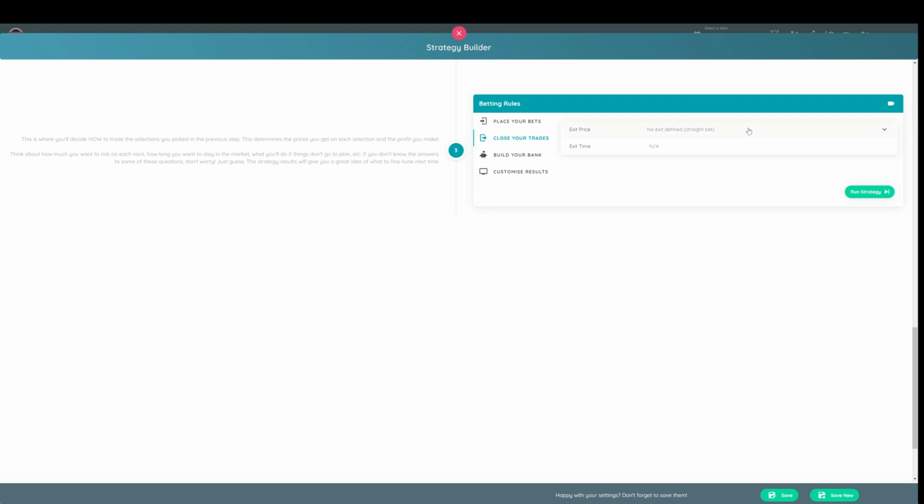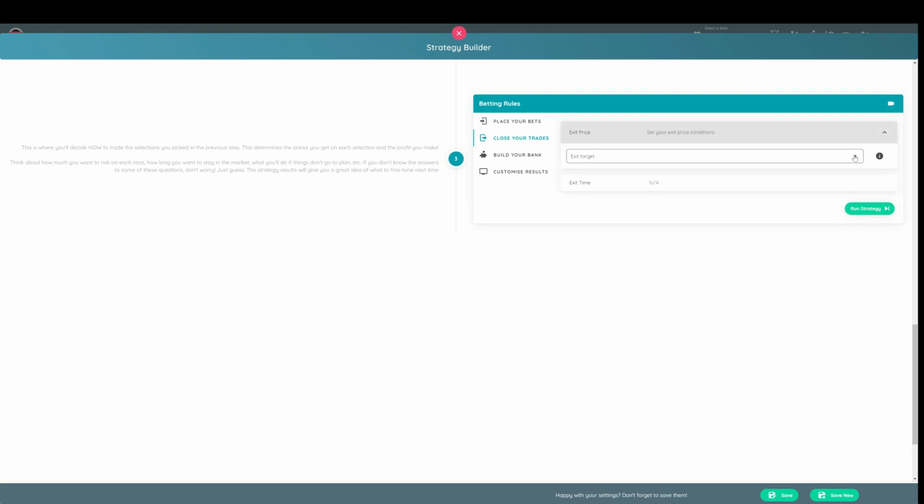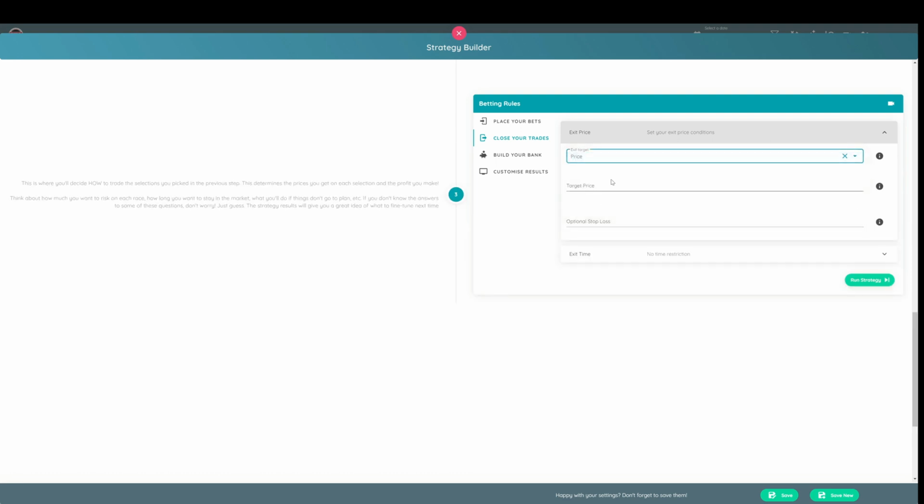The exit price section is first. Firstly, you'll choose an exit target. Now, if you want to exit your trades at a specific price, then you can just choose price and enter literally that price in the exit price field. So if I was doing back to lay and I'm interested in entering at between 5 and 10 and exiting at 3, I would enter 3 here.